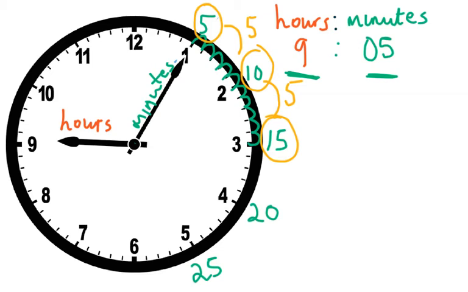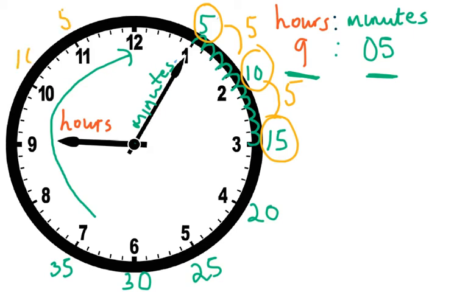25 minutes past 9, 30 minutes past 9, which is also known as 9:30, 35 minutes past 9, which we say is 25 to 10 because there are 25 minutes left until we get to the next hour, which is 10 o'clock. So let's count how many minutes there are left in that hour.